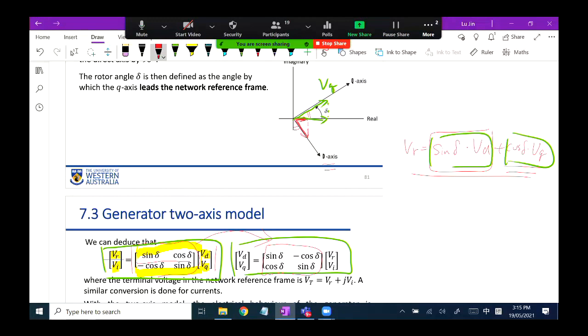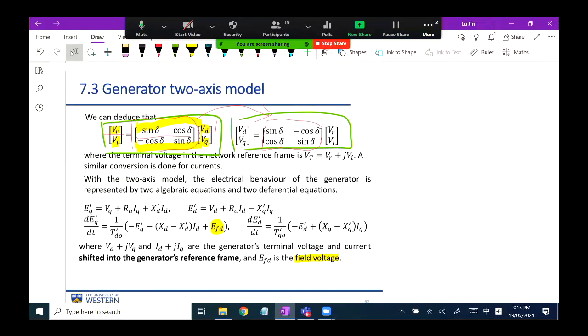Okay, this is the relationship. This is the first tool to help us settle down within the two systems, so we know how to do the translation between them. And then we are going to start our analysis. At the bottom, you can see we are starting our discussion within the direct and the quadrature axes. So we have two equations again.